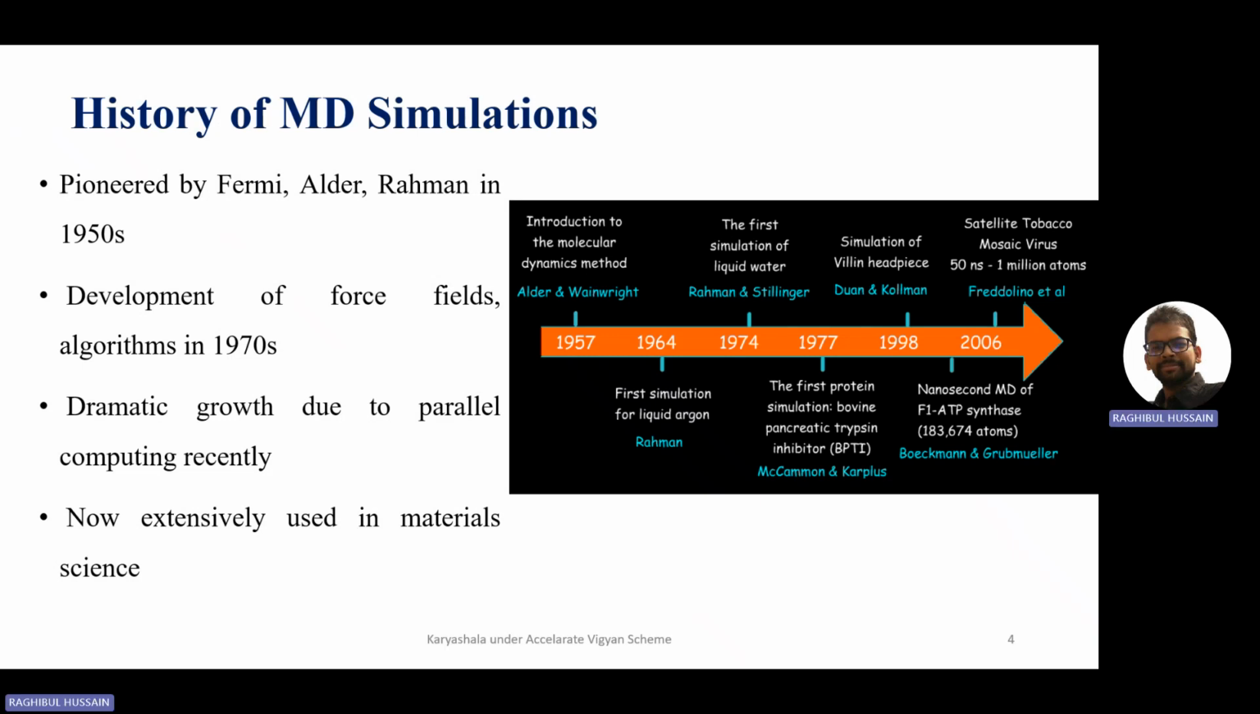After that, at this time, the molecular dynamics program used to run on a single CPU core, right? After that, parallel computing was developed, and it has accelerated the output, and nowadays it is used extensively. So you can see some important years like 1964, the first simulation of liquid argon.